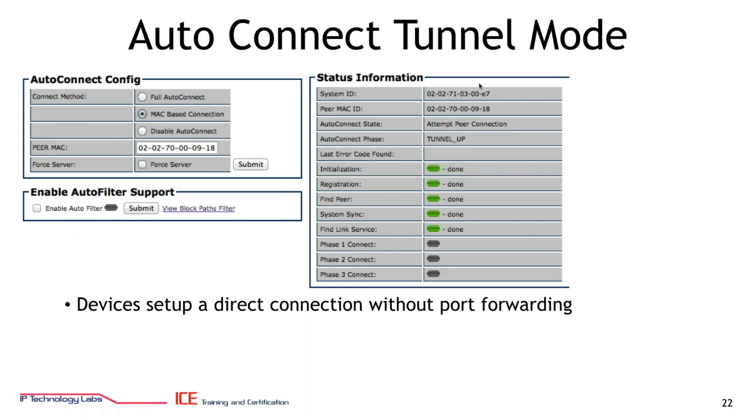So the way AutoConnect operates, I have a system ID for my local device, and I have my peer system ID or my peer MAC address. So this is showing I have the device set for a MAC-based connection, and I'm telling it this is the MAC address of the device that I want you to connect to.